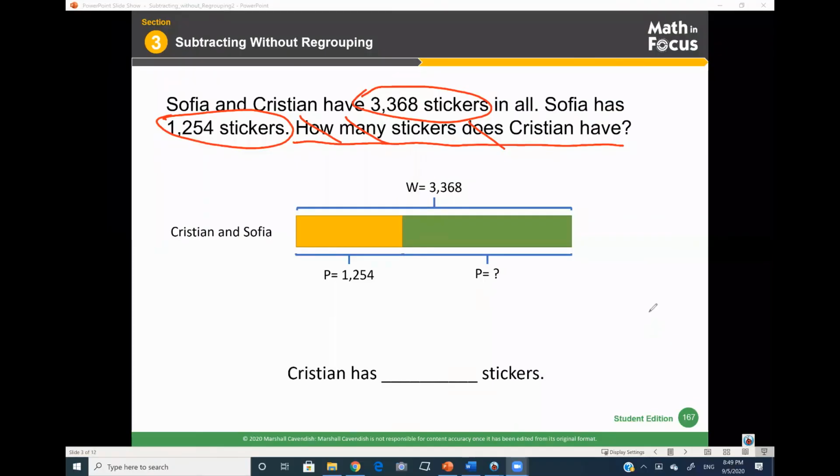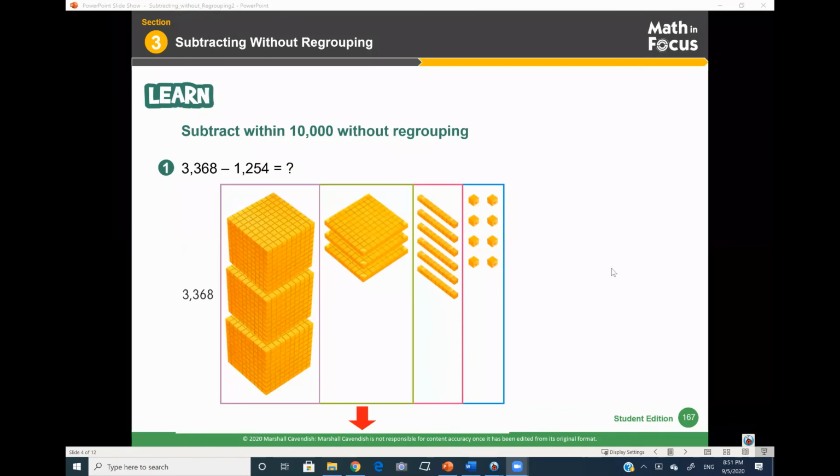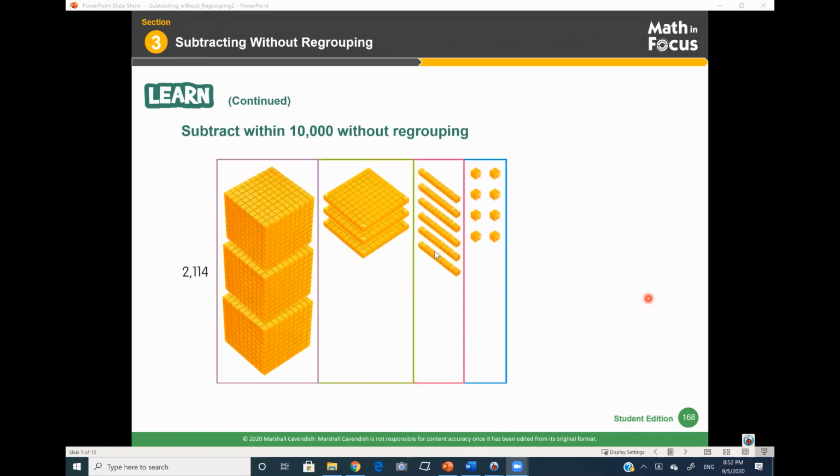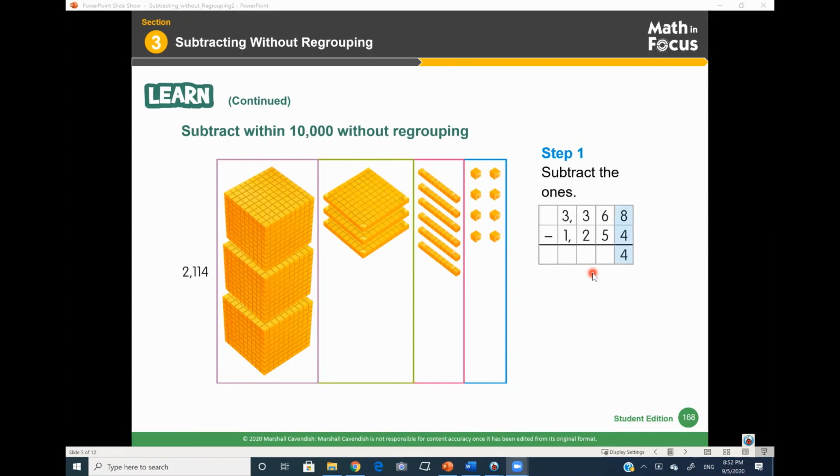Now we can write the answer to our question, which is that Christian has 2,114 stickers. Let's do a review. The number you're going to represent in a subtraction is the whole, which is the greatest number, 3,368. And from that number, you're going to subtract the least number, which is 1,254. Always start subtracting in the ones. That's step number 1. 8 ones minus 4 ones is going to leave only 4 ones left.